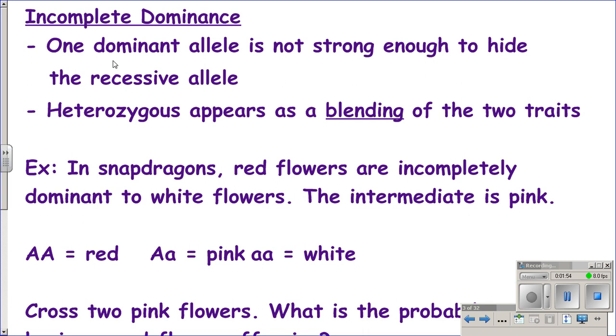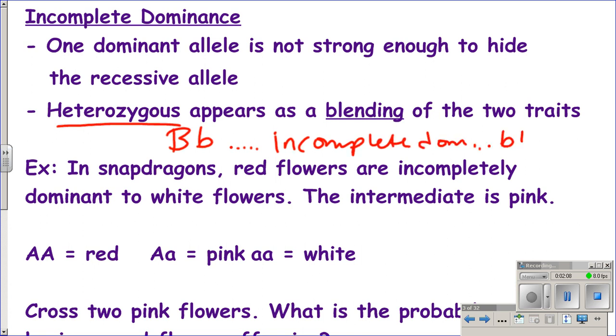When would that actually occur? It's only going to occur when you have something heterozygous, like big B, little b. Instead of being dominant, it's going to be incompletely dominant, which would yield a blended phenotype.